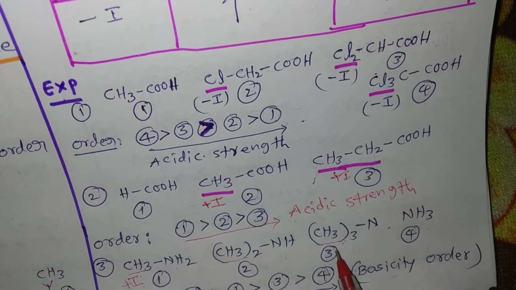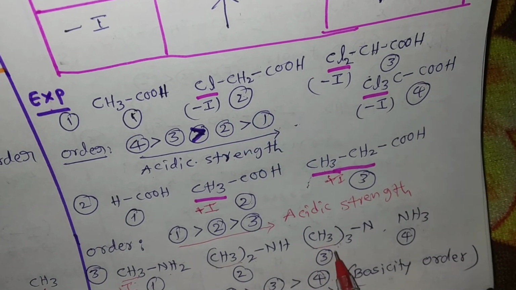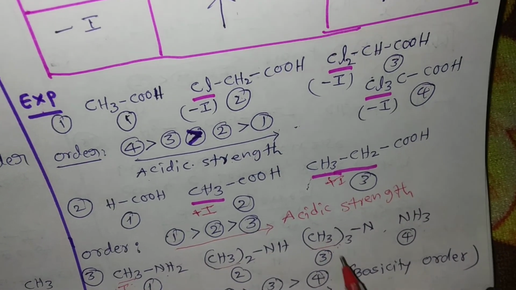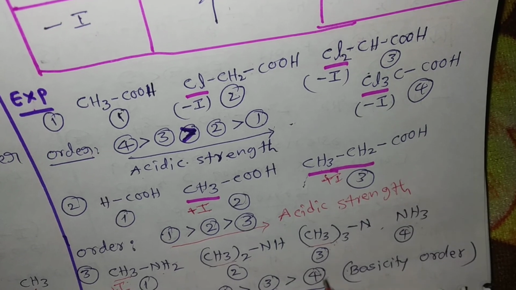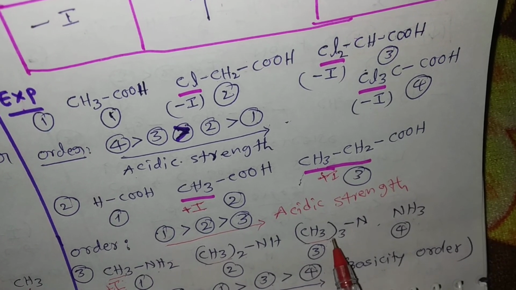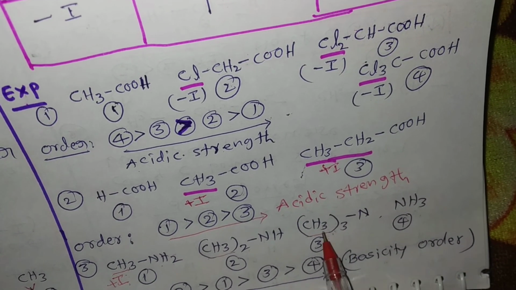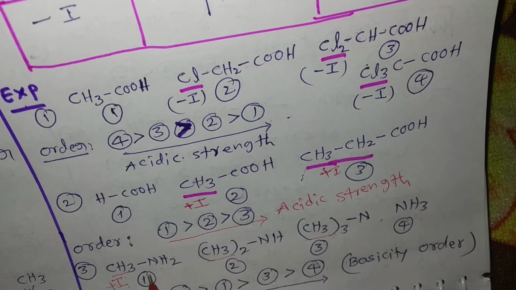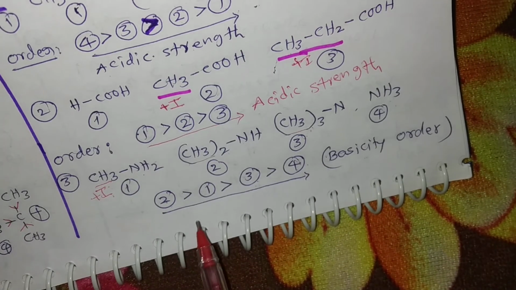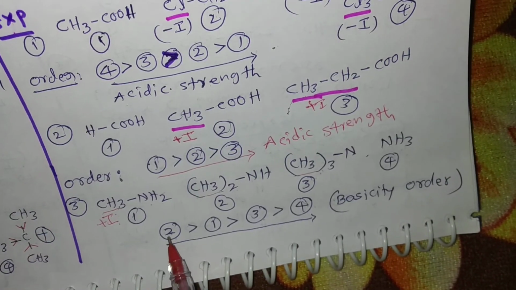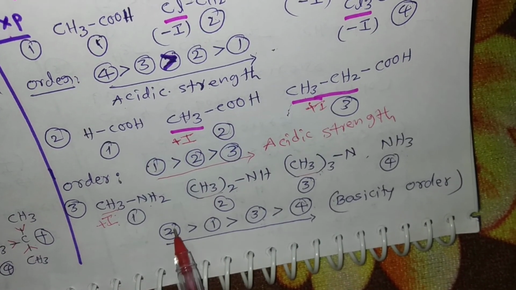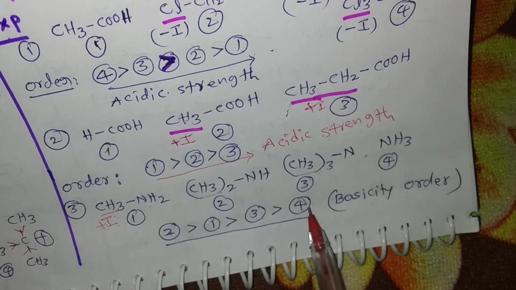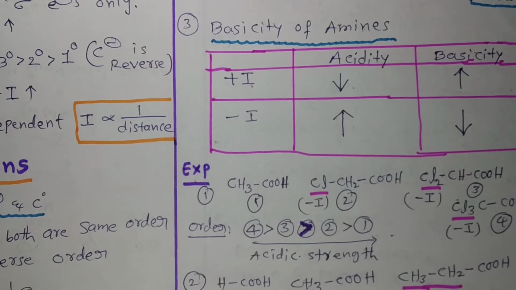The third one generally has less basicity because steric repulsion, steric hindrance, is formed here. So it has less basicity than the first one. So that is the correct basicity order. The second has more basicity than the first, third and fourth. So these are the applications of the inductive effect.